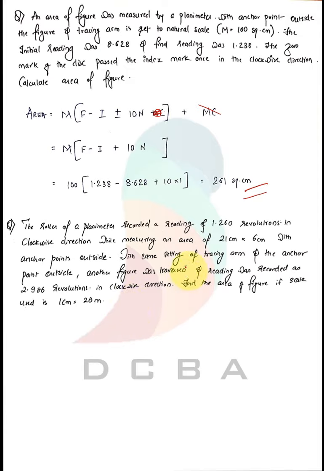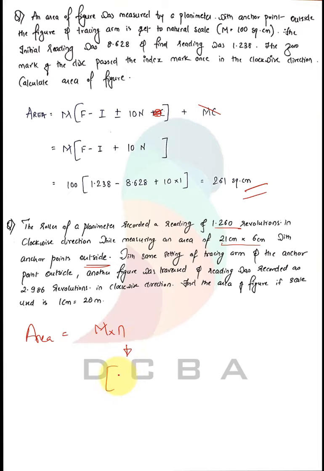So what they have given us is that they measured first a rectangle of 21 by 6, right? And they found that the planimeter had moved by 1.26. Now again, the area that is given by planimeter is m into n plus m into c. This is the area of zero circle, and it is only to be used when the anchor point is inside. Since here again the anchor point is outside, this term won't come at all. Now what is this m into n? M is that magnification factor, and n is the number of revolutions.